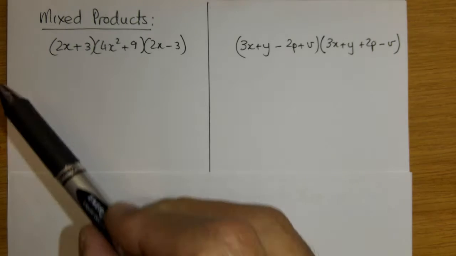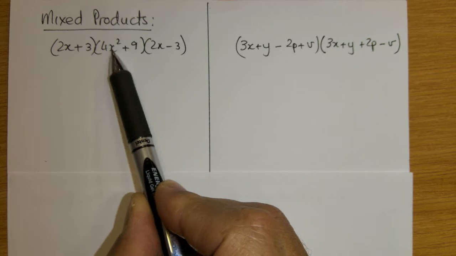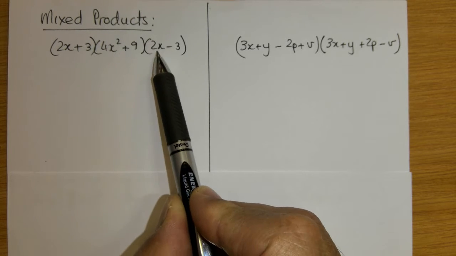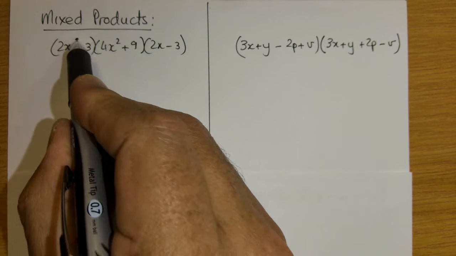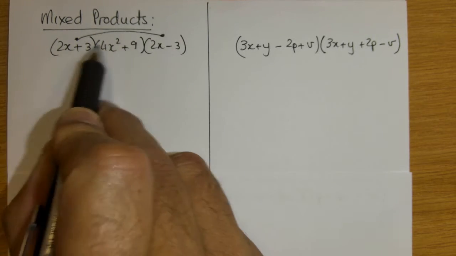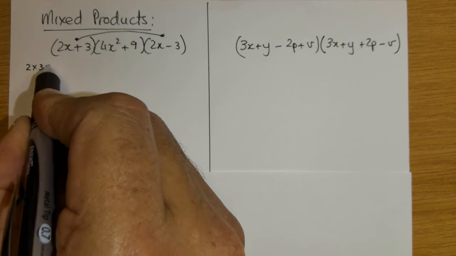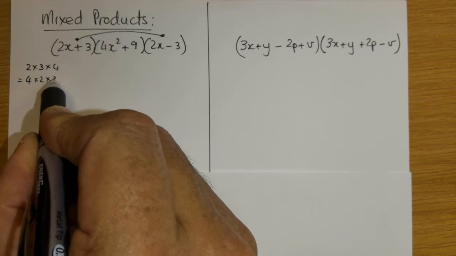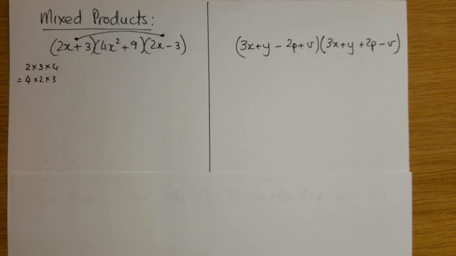Let's have a look. Here we have 2x plus 3. There we have 4x squared plus 9. There's not really something we can do with that. But there we have 2x minus 3. So if I combine those two together, remember I am multiplying. And if I say 2 times 3 times 4, that is the same as 4 times 2 times 3. So if you multiply things together, you can arrange them in whichever way it suits you.